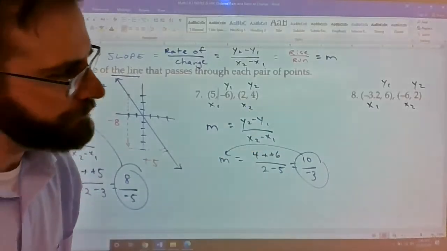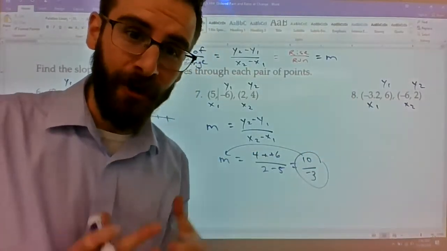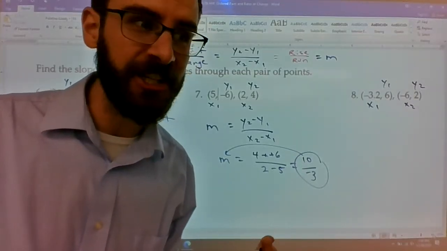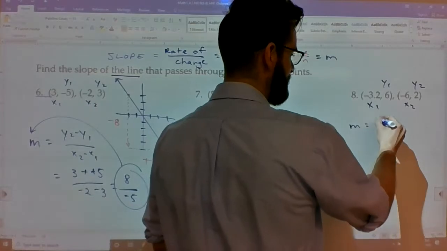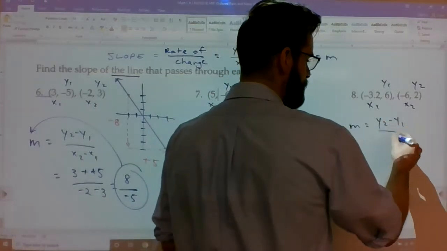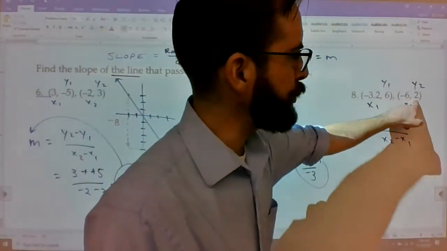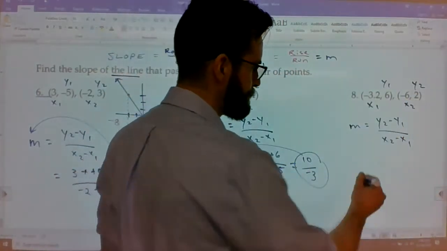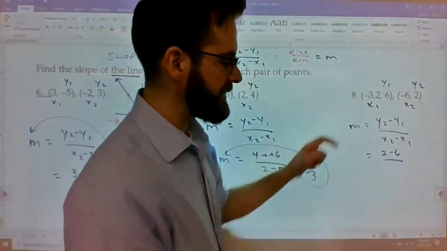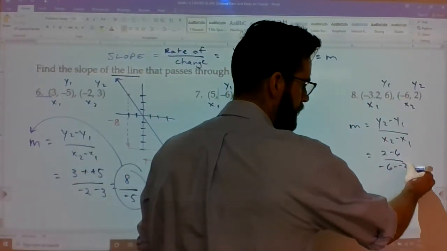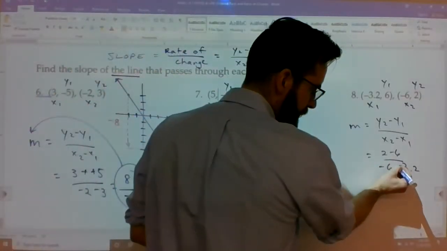All right, last one. I threw a decimal on there just to challenge us, although I feel like with all these 3 videos, we have been sufficiently challenged. Let me try one more thing here. So you've got y2 minus y1 over x2 minus x1. 2 minus 6 is what goes on top. On the bottom, it's going to be negative 6 minus negative 3.2. Again, we've got one of those pesky double negatives, which just means it's going to be add.